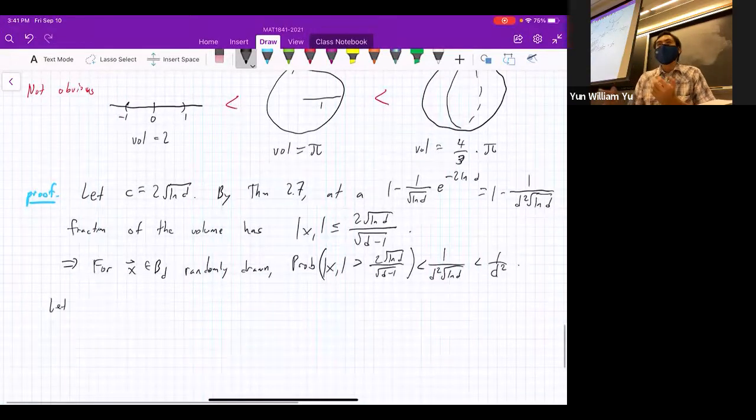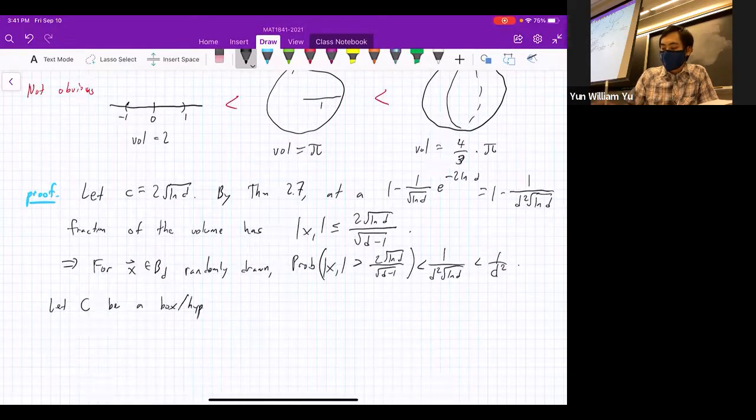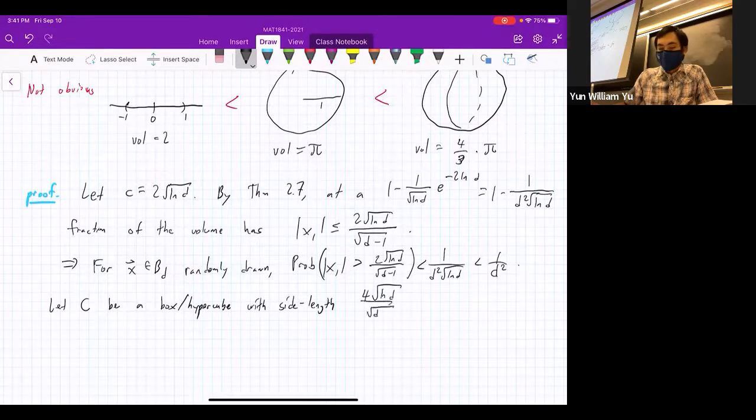Okay, so now we have that. What we're going to do is something a little bit clever. We're going to let C be a box or cube or a hypercube with side length 4 times the square root of log d over square root of d minus 1, centered at the origin.